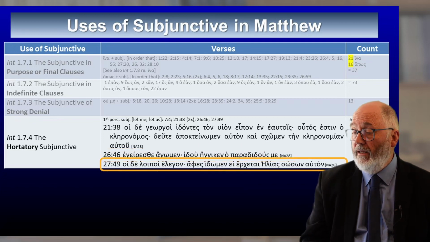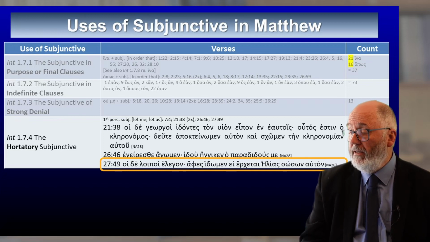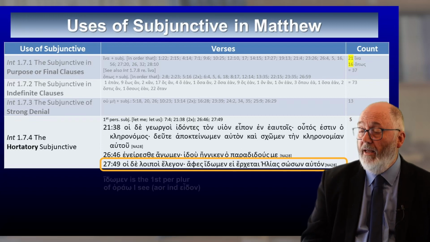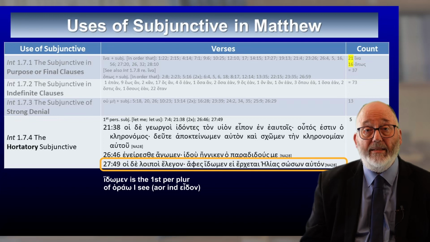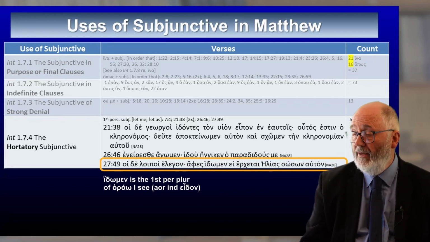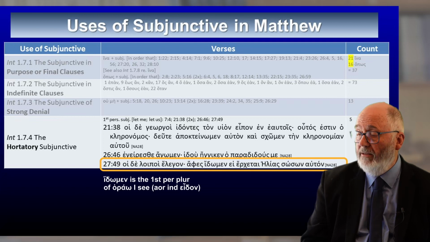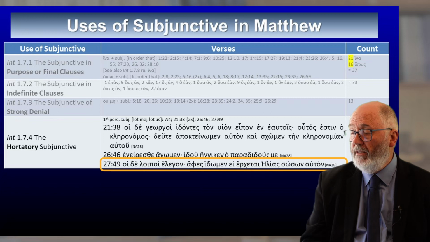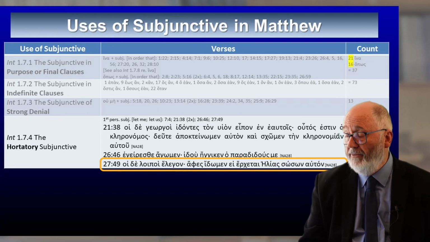27:49, and the others said, aphes, idomen, ei erchetai Elias sosn auton. Wait, idomen, let us see, from horao, aorist eidon, aorist subjunctive, ido. So we have wait, let us see, idomen, if Elias comes, saving him. Yeah, Elias comes to save him.